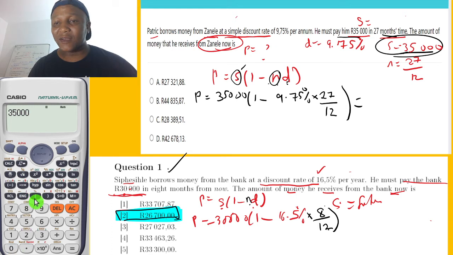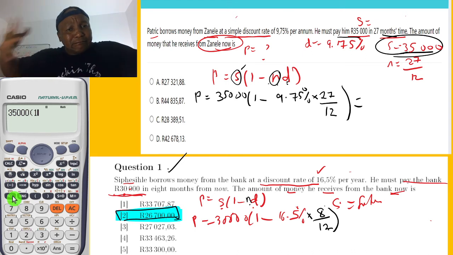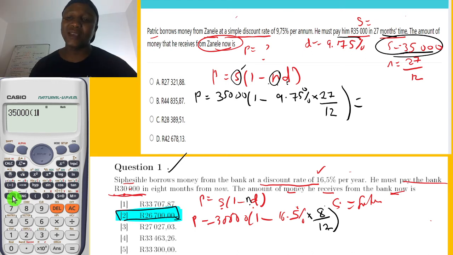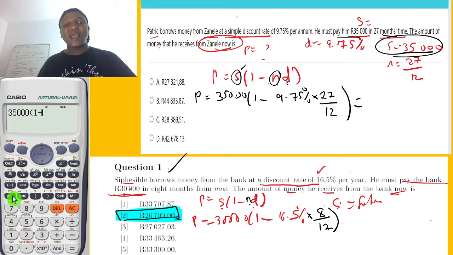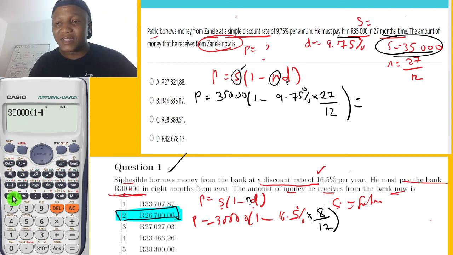Okay, bracket 1 minus 9.75 50%. Okay, and then multiply by fraction. But if you plug in a calculator, you're going to get option number one. But it's coming. Let's see. 0.75. Yes, 0.75. Let's finish up.